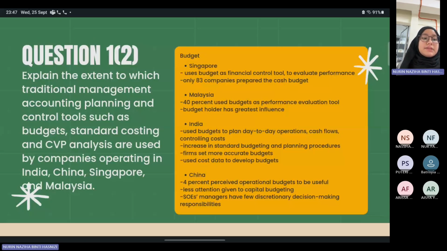And lastly, China. There is limited use of budgets in China, with a mere 4% perceiving operational budgets to be useful. Less attention is given to capital budgeting in China amongst Chinese partner firms and SOEs. Government is the primary provider of capital, thus managers of SOEs have few discretionary decision-making responsibilities. Only about 30% of the 81 accountants in Bromwich and Wong's 1991 survey felt that the capital budget was useful. If capital budgeting is undertaken, the method most often used is the payback period.